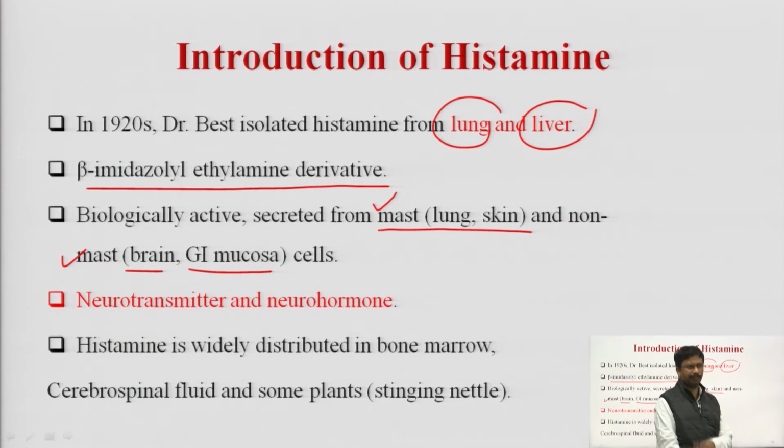Now, I already told you that autocoids have a very good role in the neurotransmission as well as the neurohormonal regulation. So, histamine is an autocoid, or you can say local hormone, which is responsible to maintain the wakefulness, satiety, or you can say anorexia. Histamine is responsible for maintaining all these conditions. In some conditions, histamine is also available in the bone marrow cells. Specifically, I want to mention the cell name, that is basophils. And in some plants also. Plant name is stinging nettle.